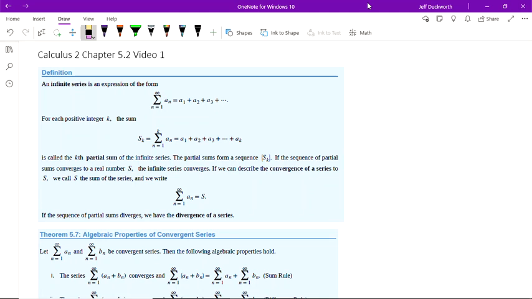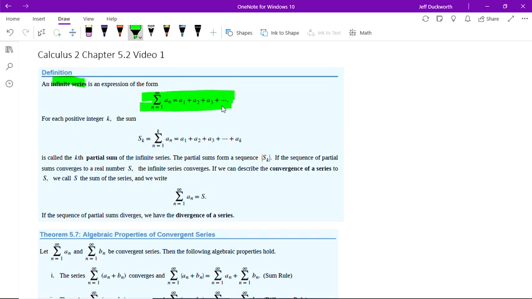Infinite series. So an infinite series is an expression of this form. This is our summation notation. We're taking n from 1 to infinity. It's an infinite series. We're going to keep doing this over and over again. So we take our an, and that equals a1 plus a2 plus a3 all the way out.